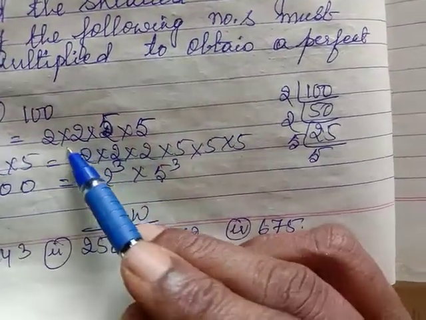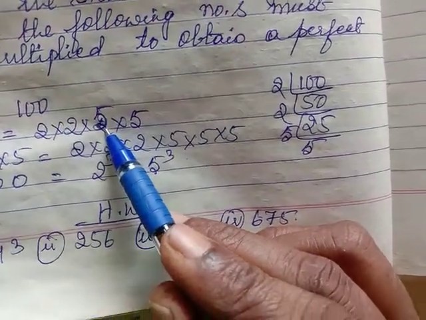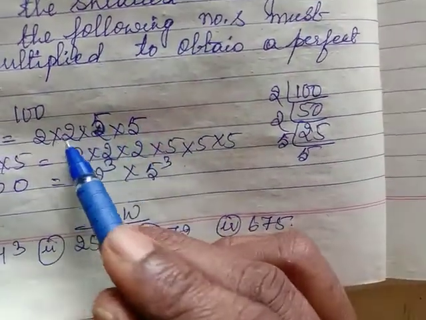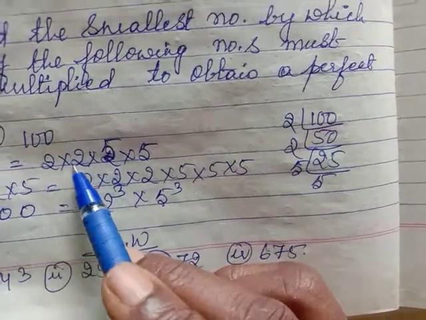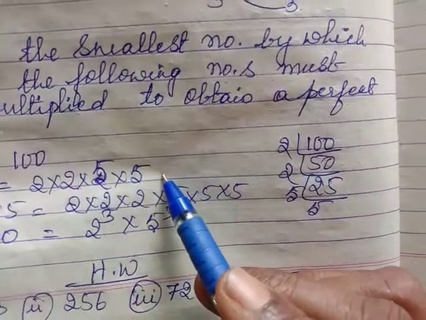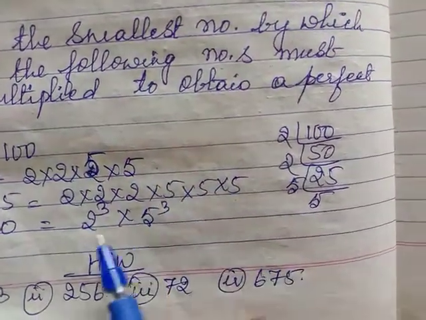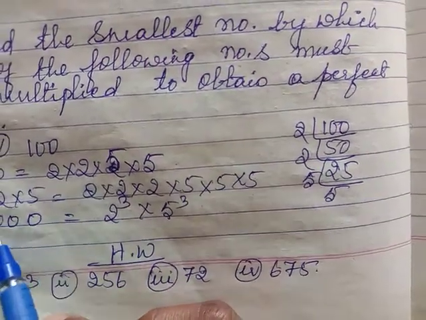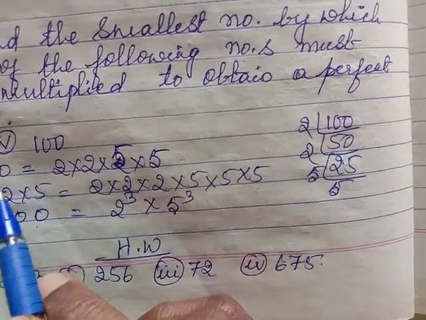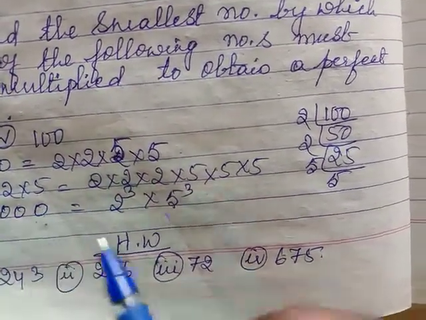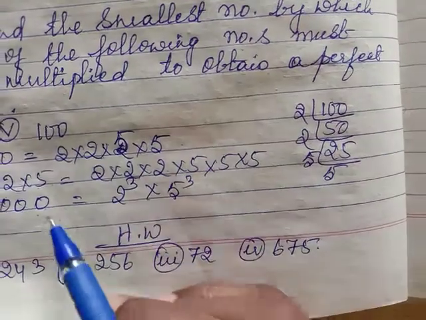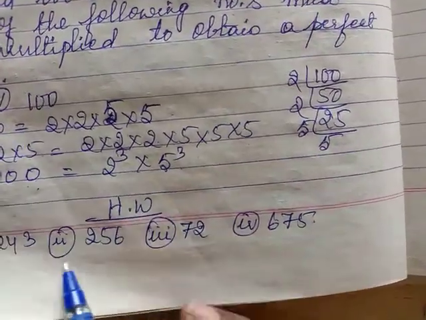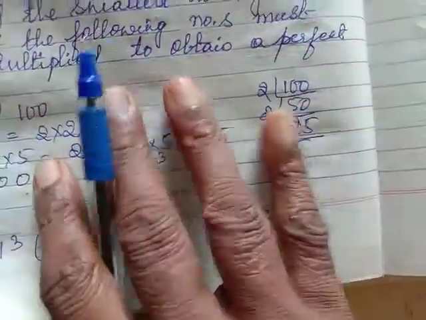So factorize: 2 2s are 4, 4 5s are 20, 25 is 100. Here 2 into 2 is there, but we need 2 into 2 into 2, and 5 into 5 into 5. So 2 and 5 are missing, so you have to multiply by them here. 100 into 2 into 2 is how much? 1000. 5 2s are 10, 10 into 100 is 1000. So here you have added 2, so 1000 is equal to 2 cube into 5 cube. Please do this homework in your homework notebook.